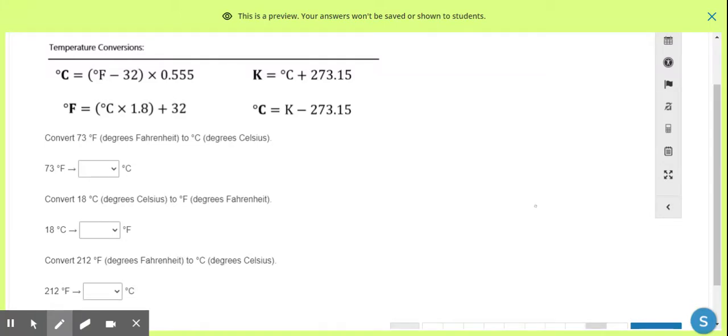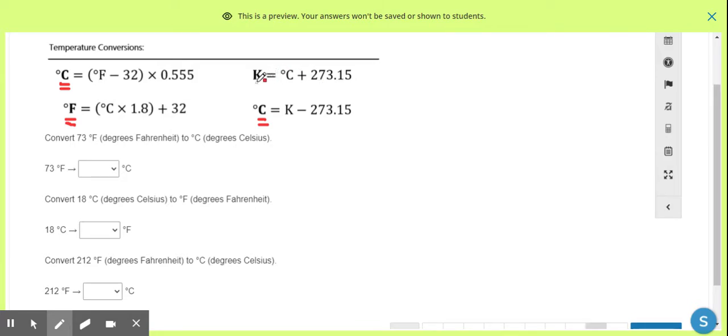Okay, we're going to look at converting between temperature scales. In the United States, we usually use Fahrenheit, which is this degrees F here. But in science, most of the time, we use degrees Celsius, which is this guy here. Basically everywhere else besides the United States uses Celsius for their temperature scale.